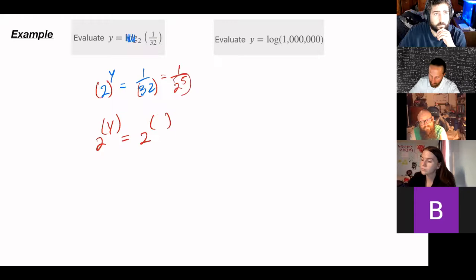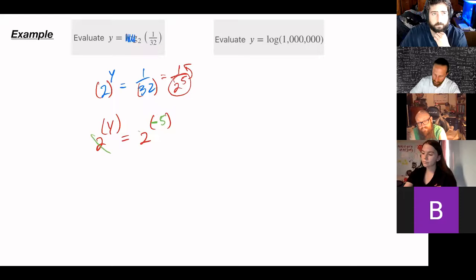But I don't like the fact that it's down in my denominator. So to move it up, as Dustin mentioned, we'll have to make it negative to get to the opposite side of my division bar. And now I know that the bases are the same. I can concentrate on my exponents, and there's my answer.